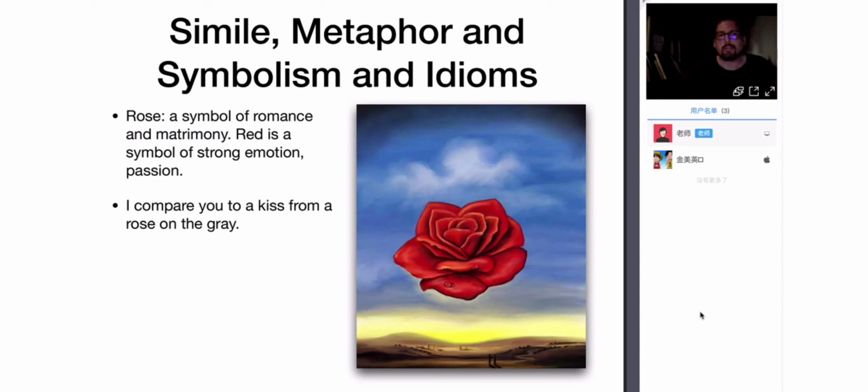Rose is a symbol of romance and matrimony. Red is a symbol of strong emotion. And then again, there's this nice line from a song.